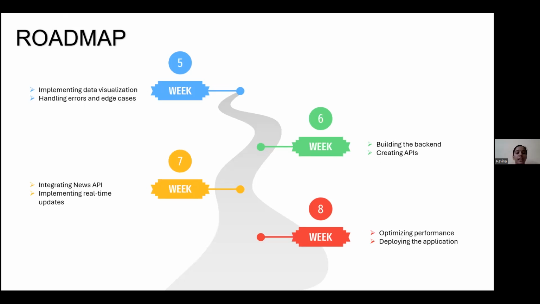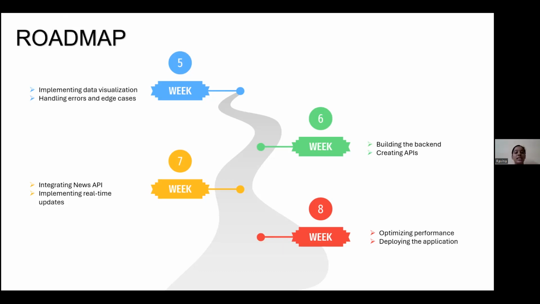Then in the 5th week, implementing data visualization, handling errors and edge cases. As I mentioned earlier, in week 3, we are just displaying the raw data in the front end. So that should be visualized in week 5, and the errors can be handled in that week itself. And the 6th week, building the backend, that is connecting the database and creating API for user authentication as well.